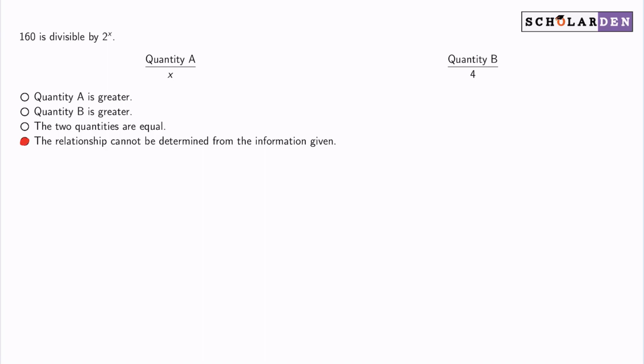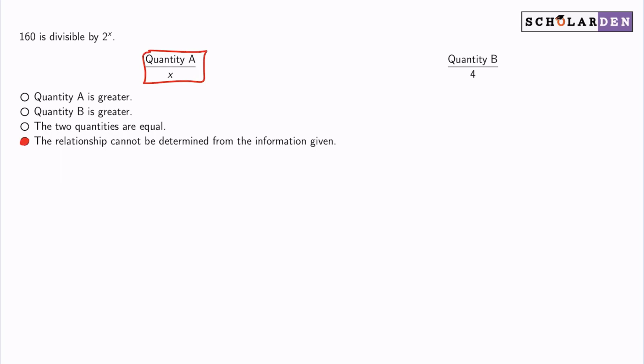So watch this. The condition is, again, 160 is divisible by 2^x. And quantity A is x and quantity B is 4. So there's no work needed to be done for quantity B, it's just 4. But now this is a little fishy here with the x, because there could be one or more possible values of x, or maybe none at all. So let's figure this out.